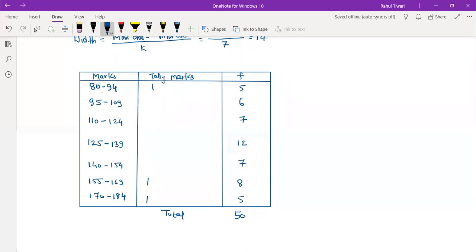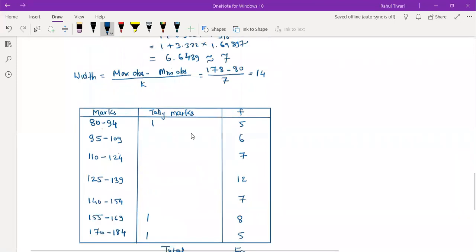Even Sheetal is getting the same answer. Sejal is also the same. Shraddha Tiwari is also the same. Yes, so the majority are getting the same answer. Let me know if others are getting a different answer. Okay, very nice.